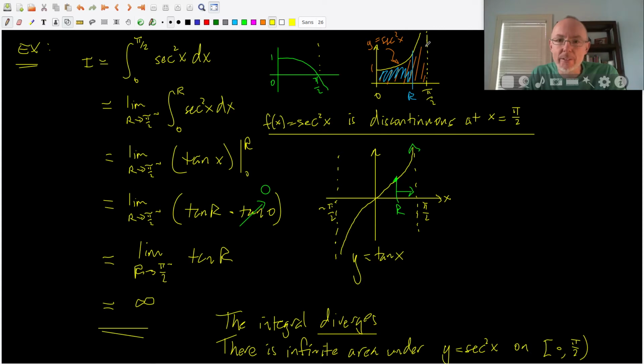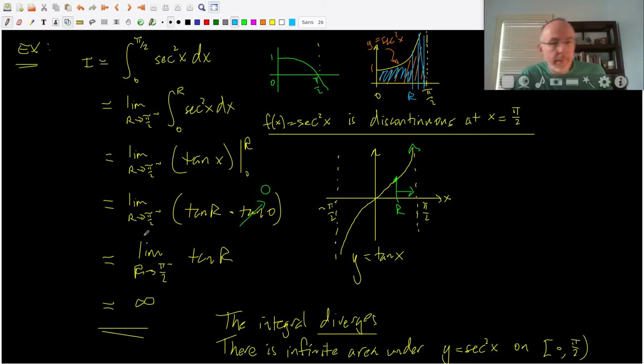And that means that this orange area I sketched up here, there's actually an infinite amount of area under the graph of y equals secant squared of x, between 0 and pi over 2. Because that integral diverges, the area just gets bigger and bigger as we add more area. Adding more area, I mean we're moving the r value to the right. The r value is getting closer and closer to pi over 2, and as we do that, we're just adding more and more area as we approach pi over 2. So that gives you an example of a divergent one.